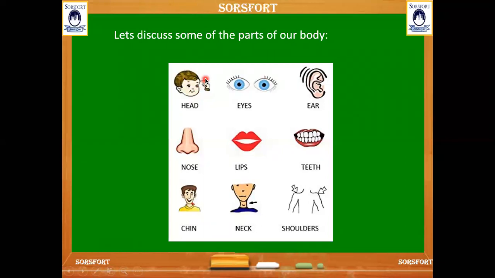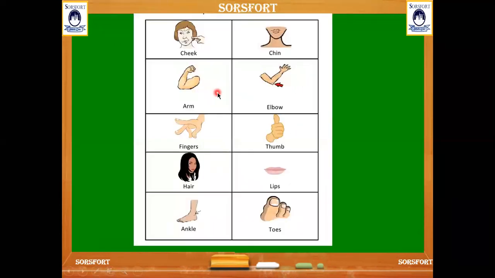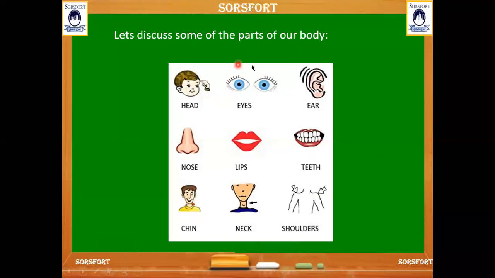This is our head. You touch your head. Yes, this is our head. And these are our eyes, which we use to see. And this is our ear. We have 2 ears. Touch your ears. We use our ears to hear the sound.